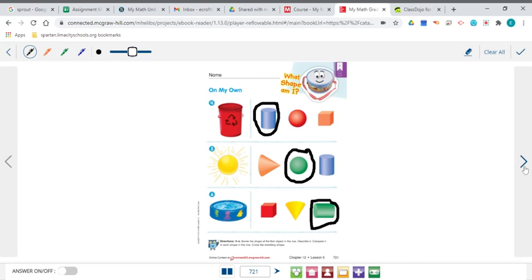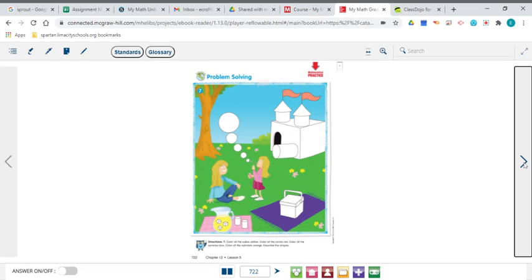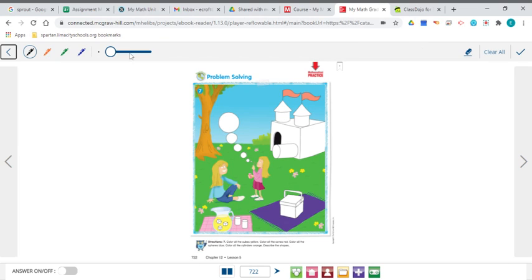All right, let's go ahead and turn to page 722. Page 722, and it says, color all the cubes yellow. Well, of course, I don't have a yellow, but you do at home, I bet. So color all the cubes yellow. I think I'll just keep looking here.